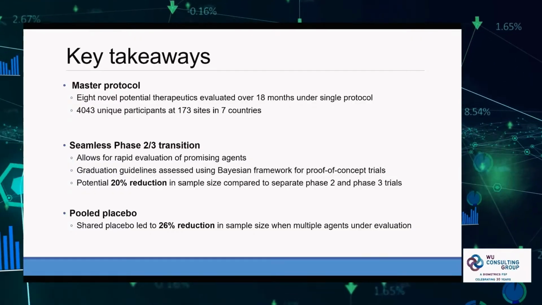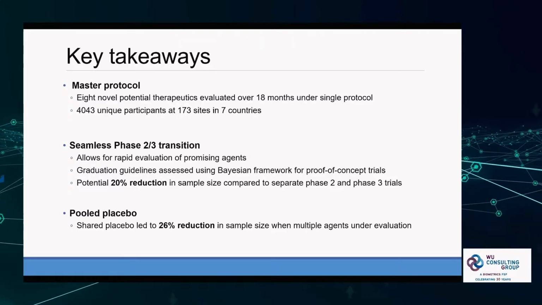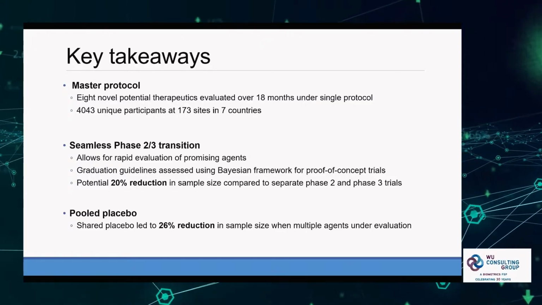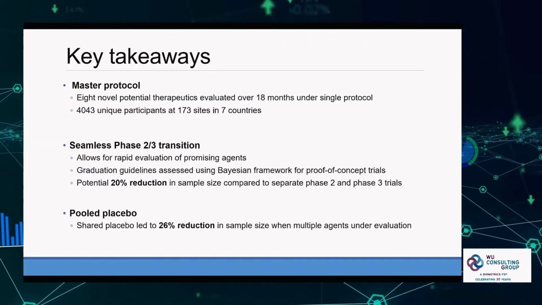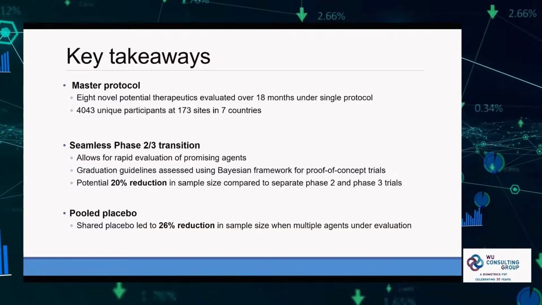And for that agent, there was a 20% reduction in the total sample size that the study team needed to enroll compared to what would have needed to be enrolled if separate phase 2 and phase 3 trials were conducted separately. And then finally, in our setting, the use of a shared placebo led to a 26% reduction in the sample size when multiple agents were under evaluation.